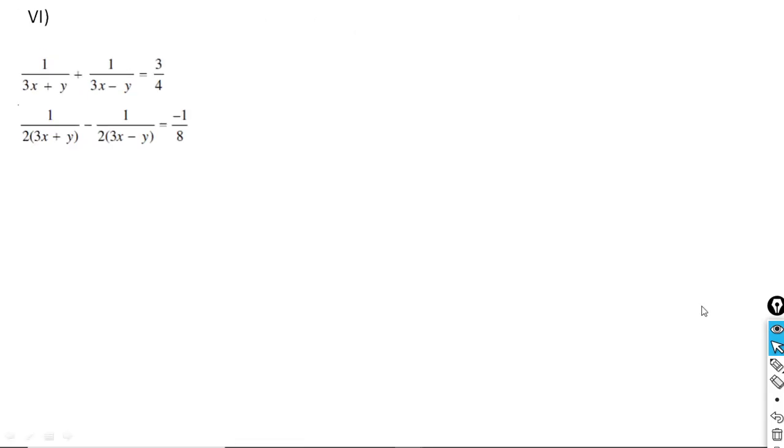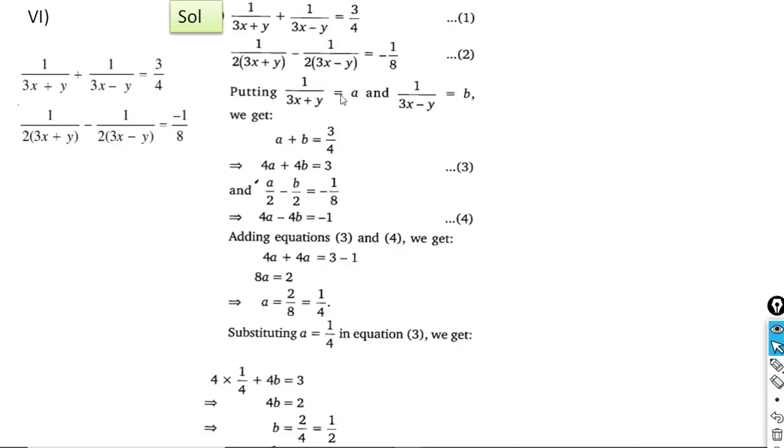Let us discuss one more problem on this topic. Now students, in this problem, we will make the substitution. We'll substitute 1 upon 3x plus y as u, 1 upon 3x minus y as v. You may consider any other variable. Here we have considered a and b. By solving this, you get a plus b is 3 by 4. By doing the cross multiplication, you get the first equation 4a plus 3b is equals to 3.